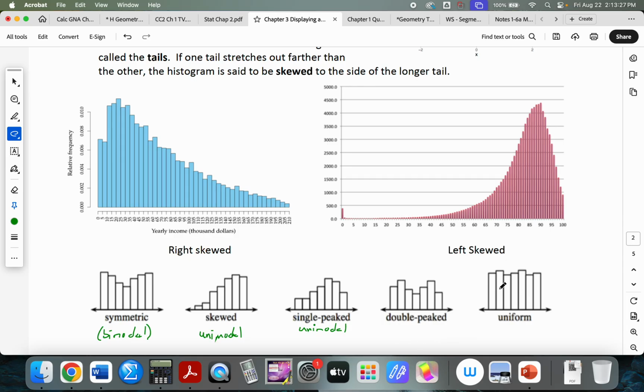And then this one, although not perfectly level across the top, is uniform. This double peaked, again, we would call that bimodal. And this is an example of one that's bimodal and I would say symmetric as well. Right, the left side and the right side look alike. If we were to draw a line down through the middle, the two halves, and you folded it, the left and the right would look alike.